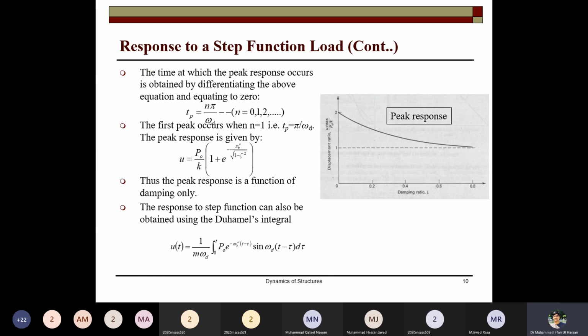That will give you the peak response for the different values of the time interval, and this is the peak response of the system. So initially it will go to the peak response, and as the damping is increasing, the peak response is decreasing, because it depends upon the damping. You can also apply the Duhamel integral to find out the peak response.